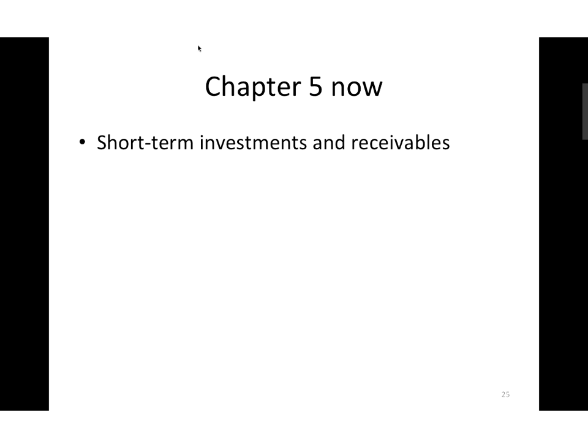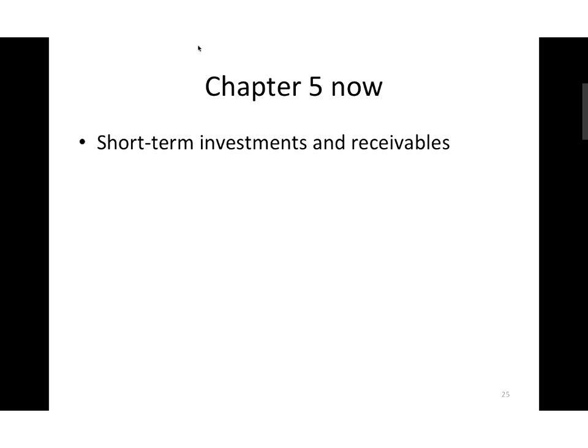Okay, so now, Chapter 5, Short-Term Investments and Receivables. Way back when we did Chapter 4, we talked about cash and internal control. But cash is the first item on the balance sheet. The next item below that is short-term investments and receivables. These are very liquid. They're not quite cash, but they're going to turn into cash soon.